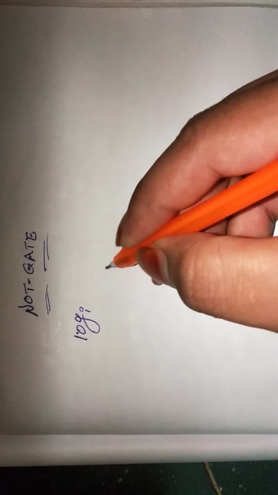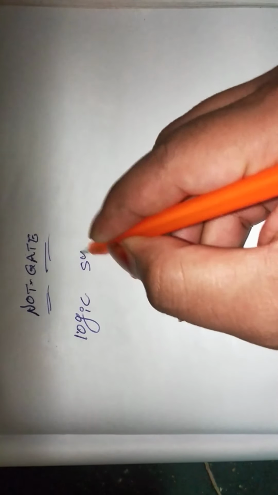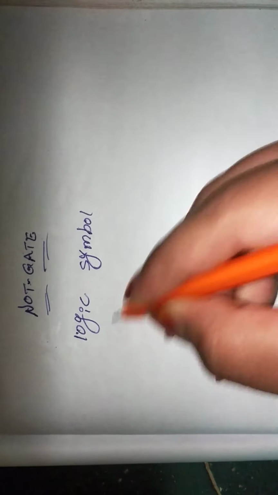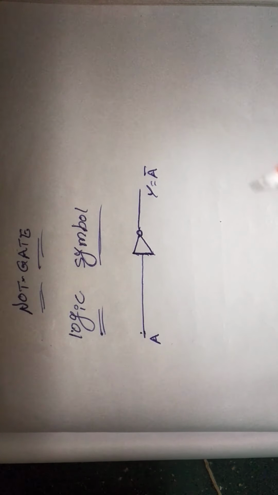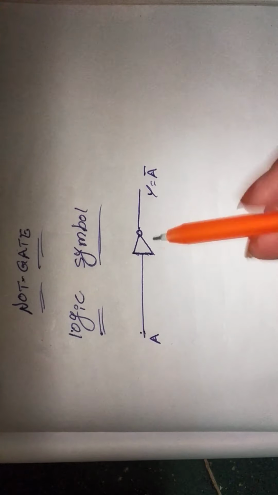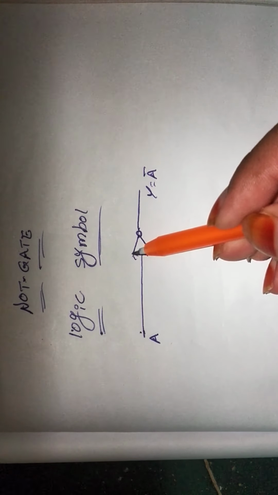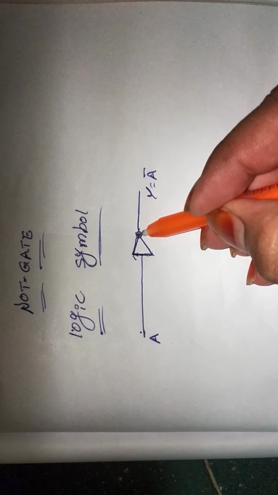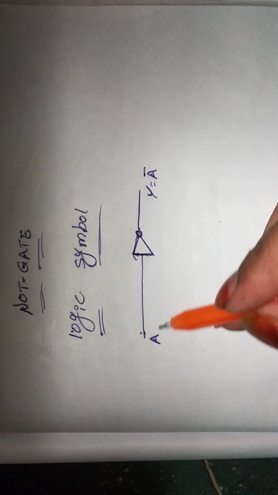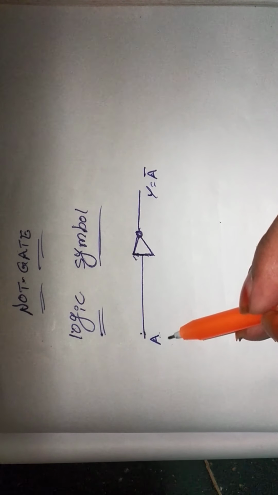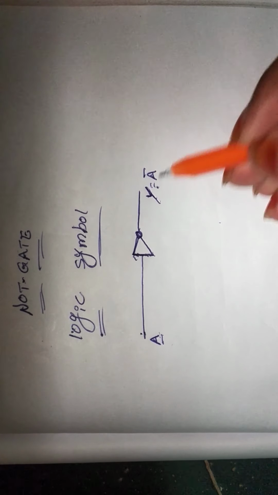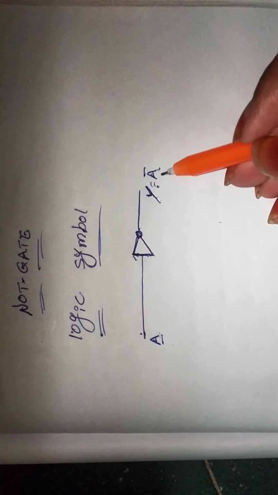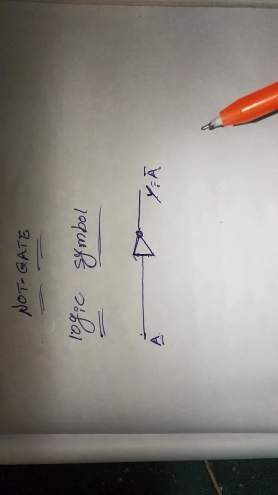Symbol of the logical NOT gate. Logic symbol. The NOT gate looks like a buffer, but it contains a bubble. So we take input A, then the output comes y equal to A bar. Here A bar is the complement of A.